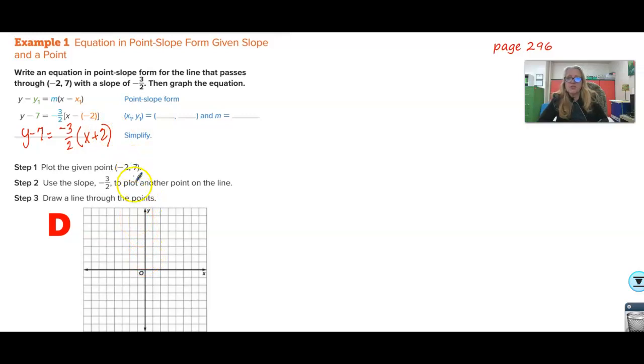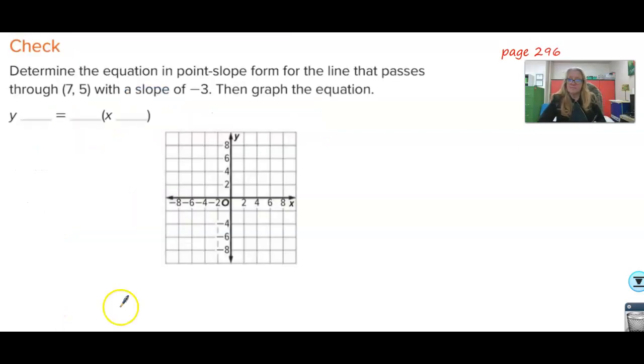Okay. Now, how would you graph this? Well, you would plot the original point, -2, 7. 1, 2, 3, 4, 5, 6, 7. Right there. And then use the slope, -3/2. Down 3, right 2. Down 3, 1, 2, 3, right 2. Down 3, right 2. And a slope dude would say, that is a nice negative. That's what he'd say. That's how you do that.